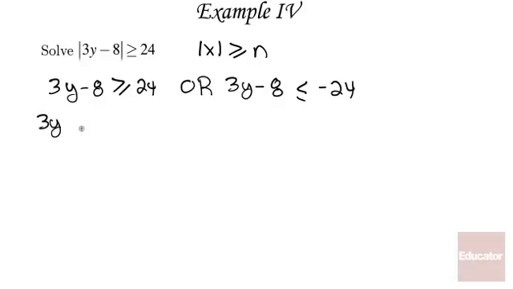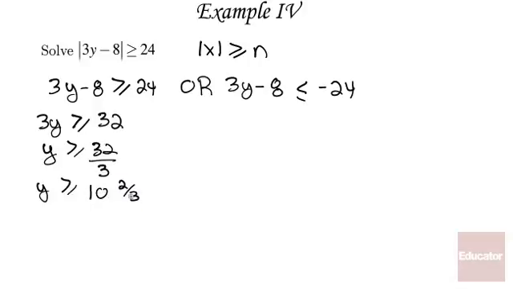So adding 8 to both sides, I'm going to end up with 3y is greater than or equal to 32. Then I'm going to divide by 3. That's going to give me y is greater than or equal to 32 thirds. To make this a bit simpler, I'm going to change it to y is greater than or equal to 10 and 2 thirds.